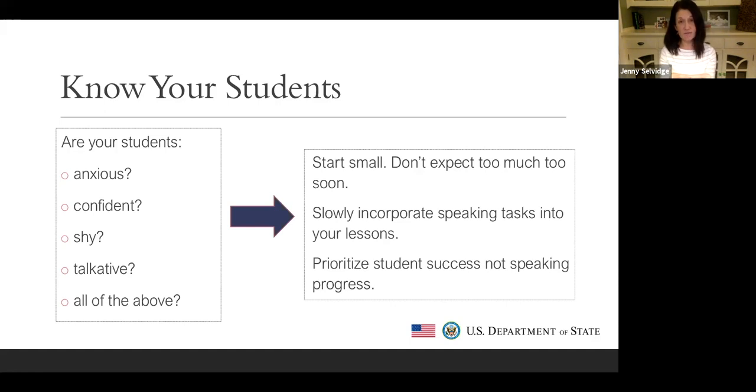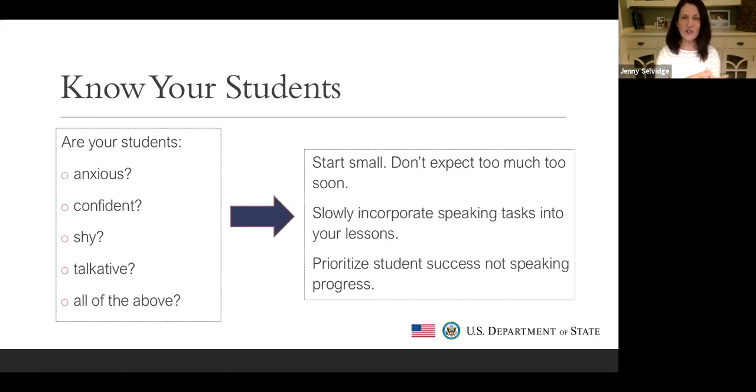start small. Don't expect too much too soon. I know that there is a great deal of pressure on you as teachers to add speaking, right? It's something that is impressed upon you all to do. But don't get ahead of yourself. Start small and don't expect too much. Slowly incorporate these speaking tasks into your lesson.